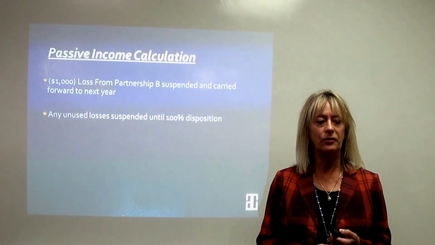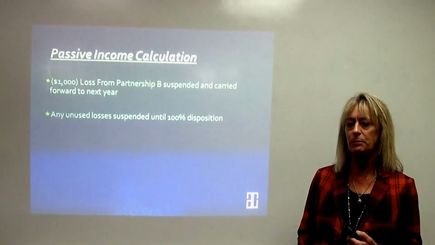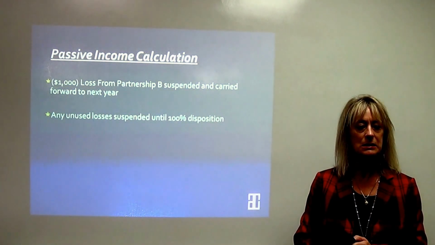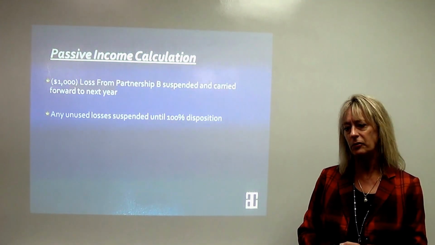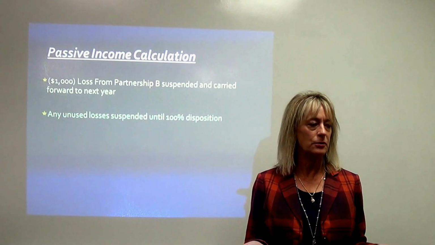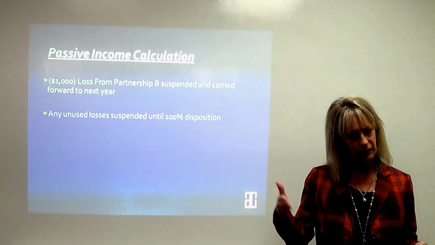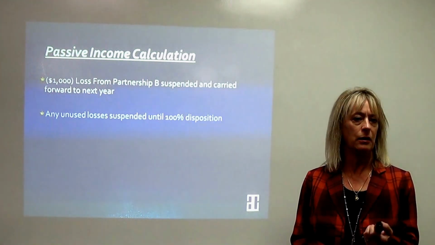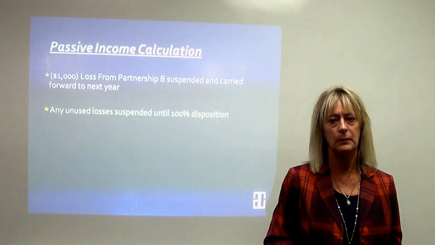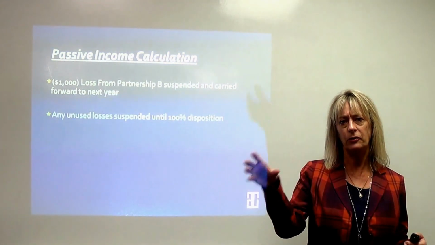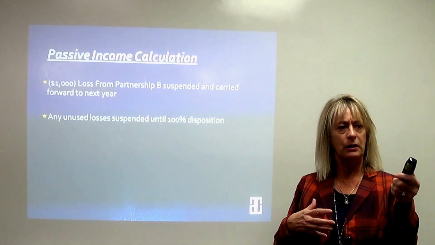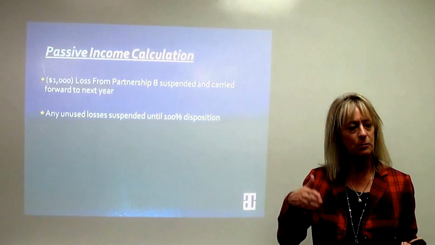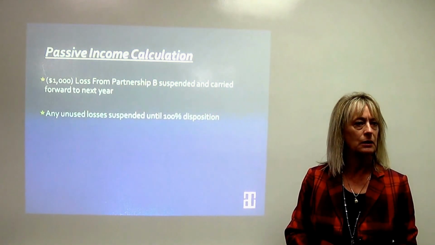So, the $1,000 passive loss from partnership B is suspended and is carried forward to the next year. And any unused losses continue to remain suspended until they are disposed of. So, if you divest yourself of partnership B in a given year and you still have losses that you're carrying forward, now the IRS says you get to use those losses, even though you may not have other partnership investments with income. So every year the same math works. You've got losses you carry forward. Now can I use them because I've got income on another partnership? Yes, no, maybe. If you end up with continued losses, you keep carrying those over until you dispose of your investment in that partnership.